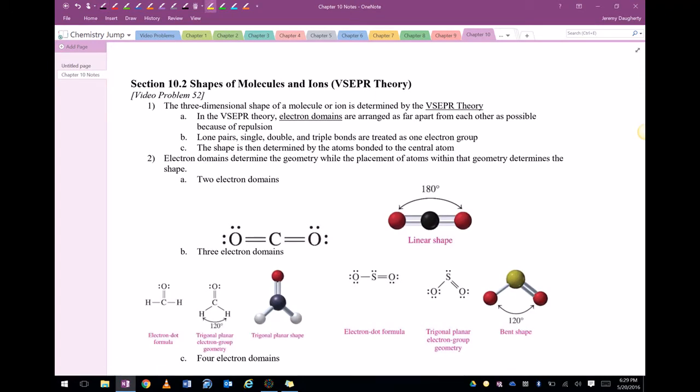Section 10.2, Shapes of Molecules and Ions, VSEPR Theory. Go and watch video problem 52 after this for some examples. Now, this is a pretty important section. It's used in explanations a lot.